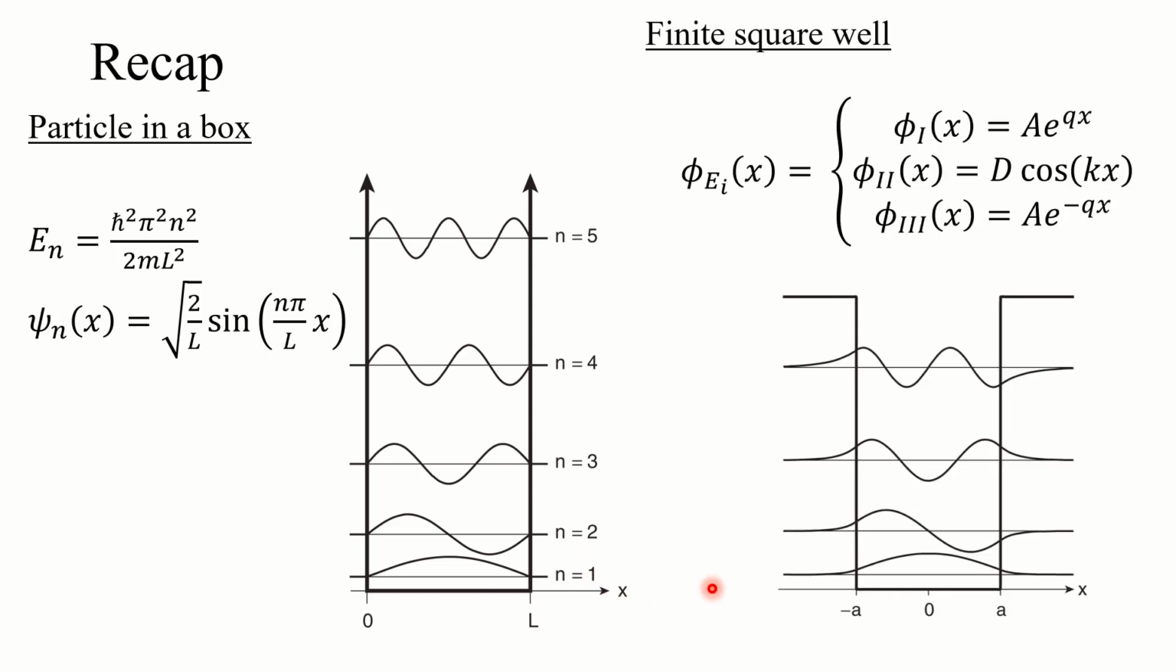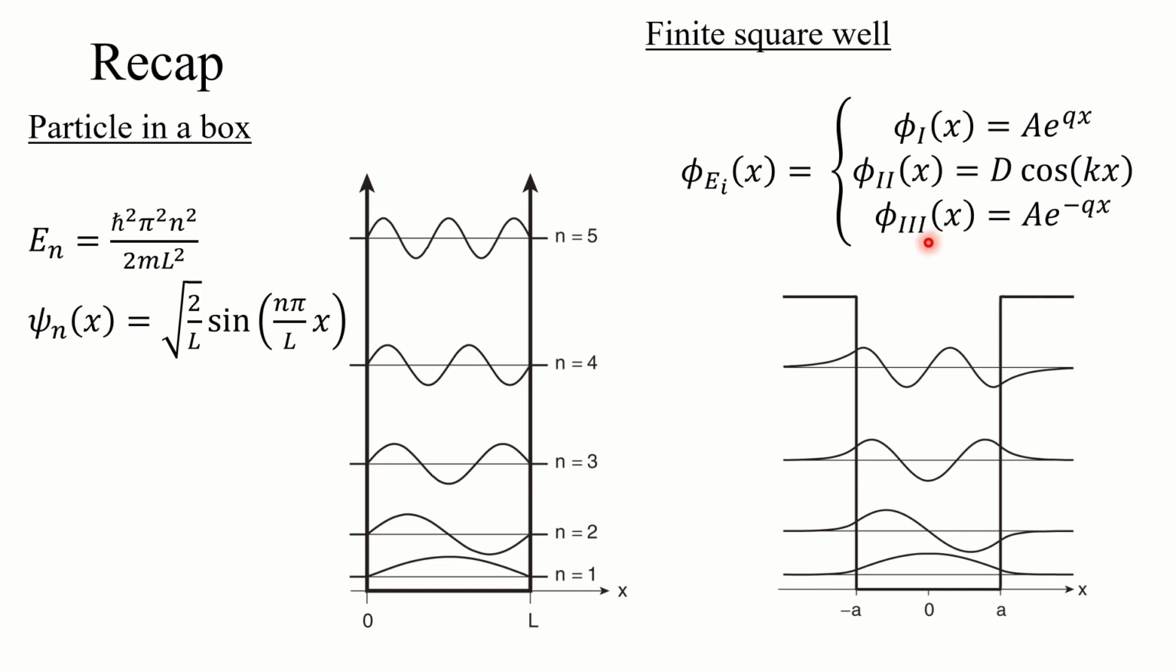For the finite square well potential, we had a similar sort of thing, except this potential only went up to some V naught at negative a and above x equals a. We had similar sinusoidal solutions inside the well. However, we had exponential solutions outside the well where there was this finite potential. What's shown here is what we solved for the even solutions. The odd solutions were similar, with sine instead of cosine. But that was the gist.